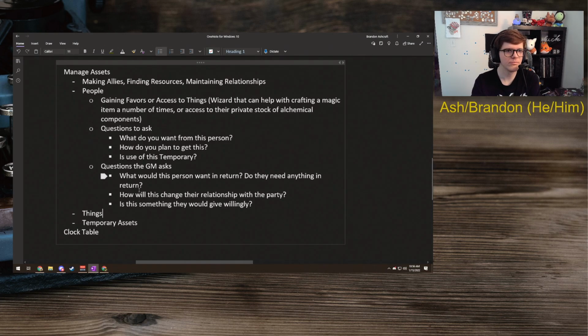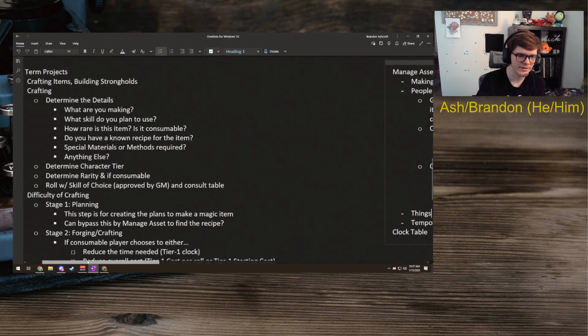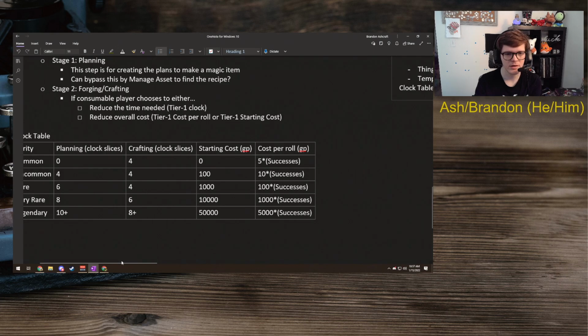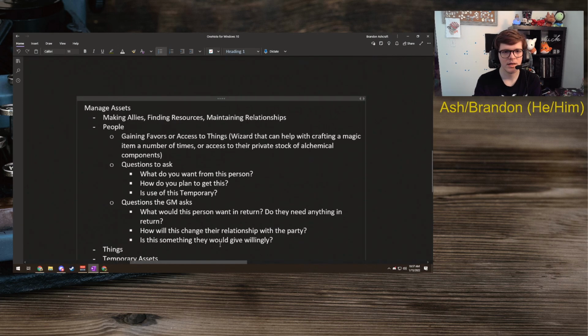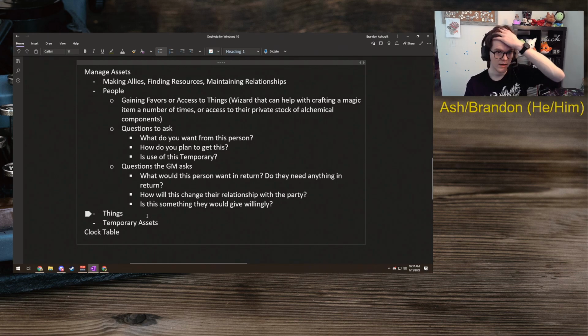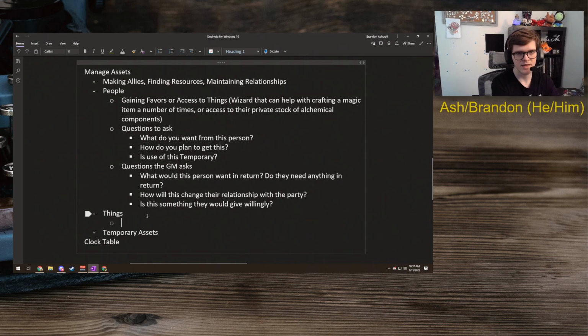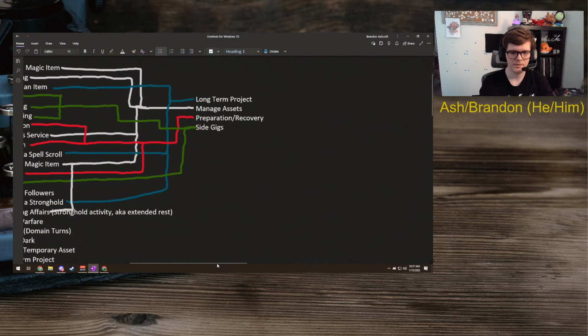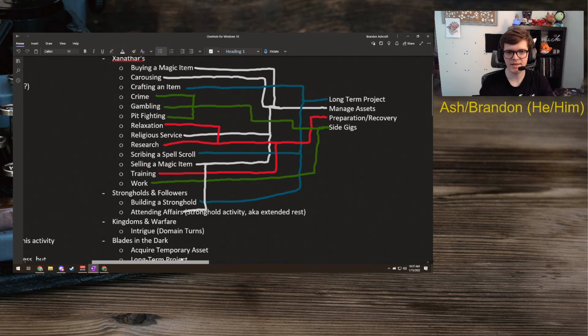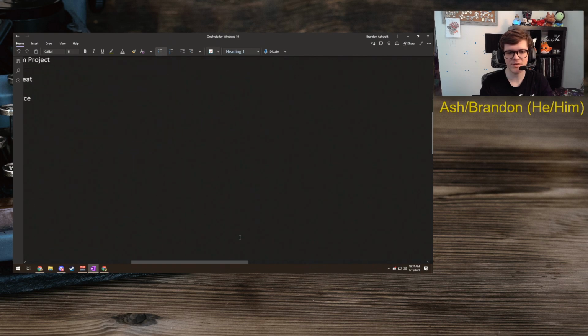And these can turn into long-term projects, which kind of feeds back into this table. We'll come back to that. So then you're looking at things, and it becomes buying / selling goods, and then if we look at our table, I believe buying and selling goods, and then attending affairs, the stronghold activity.